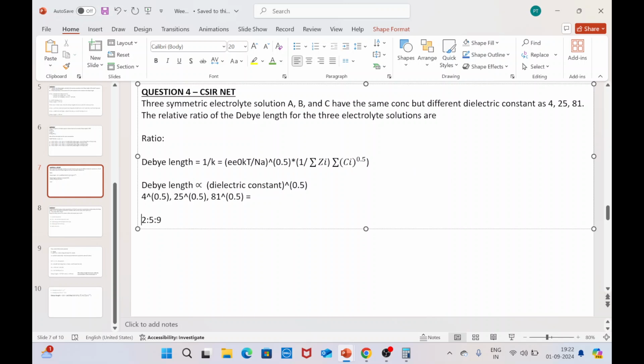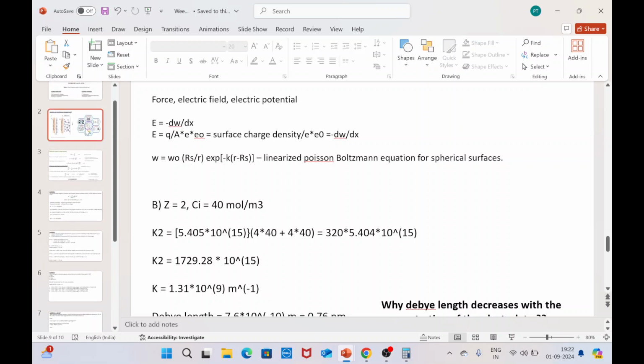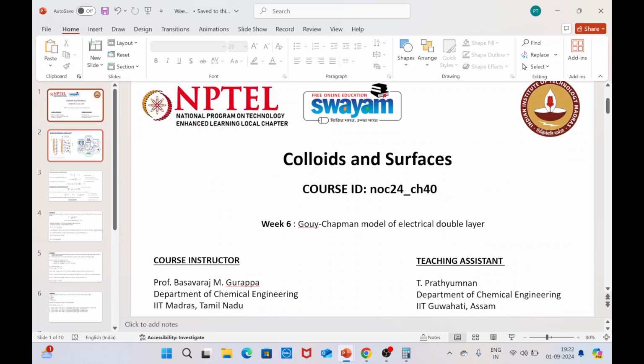This is one of the questions that came in the CSIR NET exam in one particular year. If you know the expression, you can simply use this relation: Debye length is directly proportional to dielectric constant power 0.5, and then you will get the answer. So please solve question number 5, find the value, and let me know in the next live interaction session. If you have any doubts, please ask me, or else we can conclude our session for today.